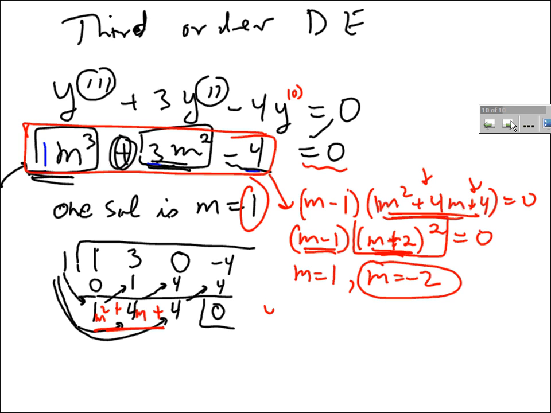So we now know that y is equal to c1 times e to the mx plus c2 e to the nx. But since this had multiplicity of 2, we have plus c3 times x e to the nx. And that is your general solution.